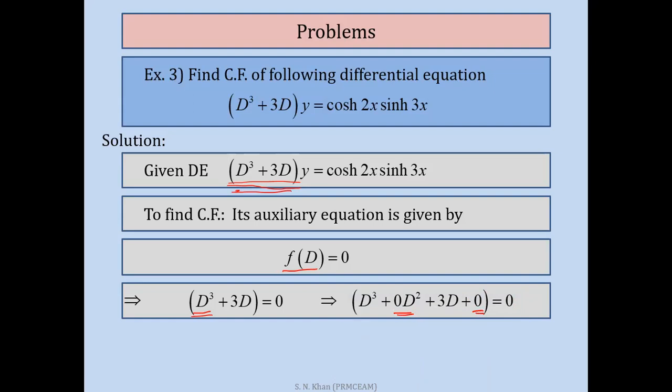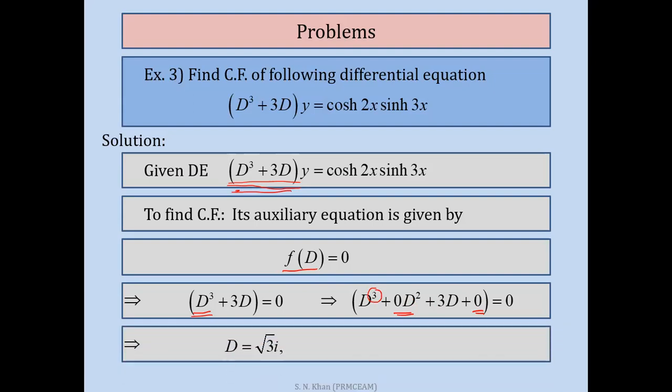Now we can use the calculator on this. While using the calculator we just have to enter the coefficients. First enter the coefficient of D cube, which is 1, the coefficient of D square, which is 0, the coefficient of D, which is 3, and the constant term, which is 0, equal to 0. We are solving a cubic equation, so we should compulsorily get 3 values of D. Let's see which values we get. We get D equal to root 3 i, minus root 3 i, and the third value is 0.